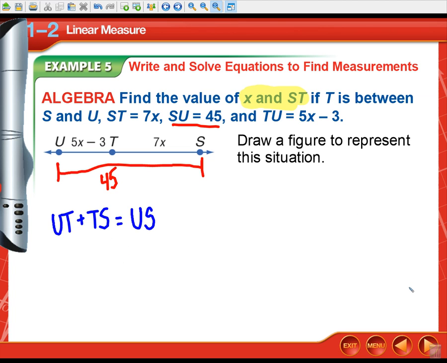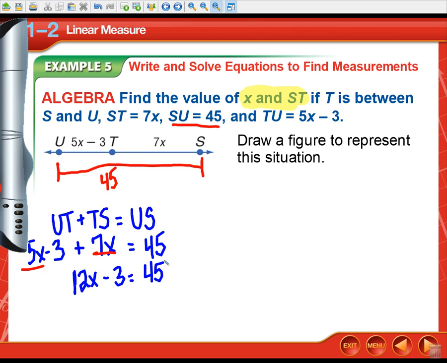From here, the same thing we've been doing the whole time, just plugging in our values. So UT is 5x minus 3. TS is 7x. And US is 45. Okay. UT plus TS equals US. Well, that really means 5x minus 3 plus 7x equals 45. Now that we plugged in, almost there. Just got to combine some like terms here and then solve. So 5x and 7x, we're going to combine those together here. That's going to give us a nice 12x minus 3 is equal to 45.